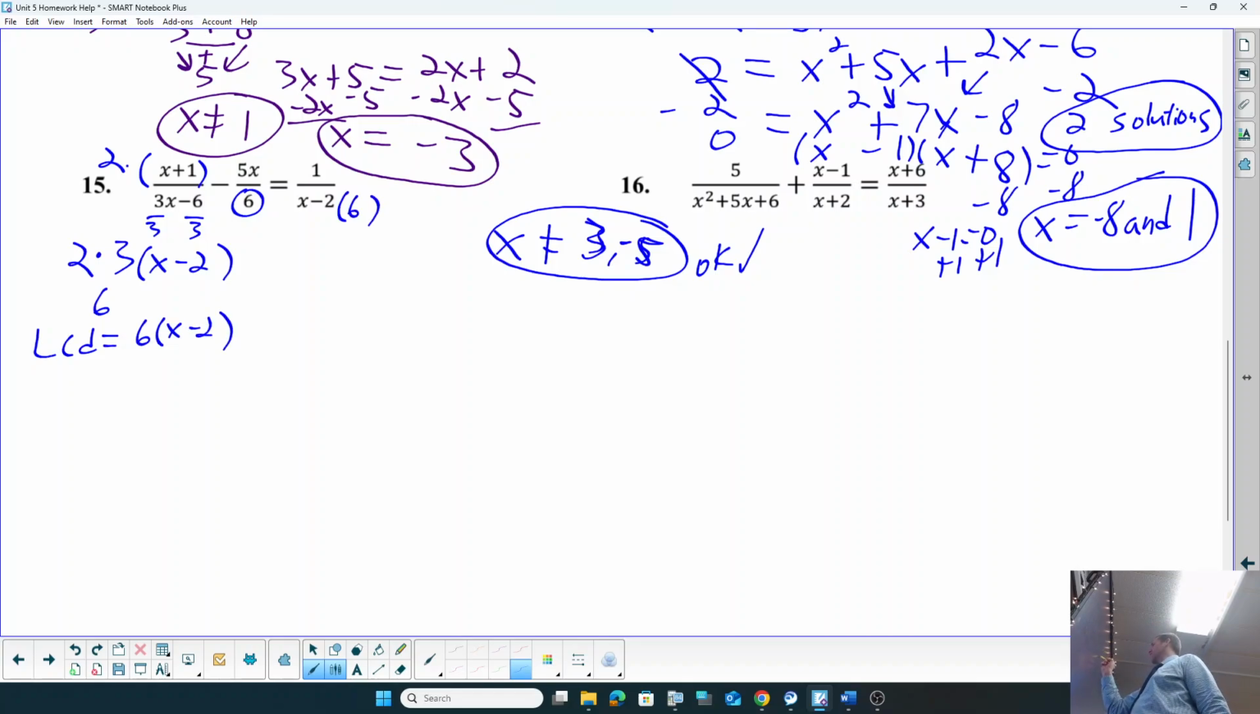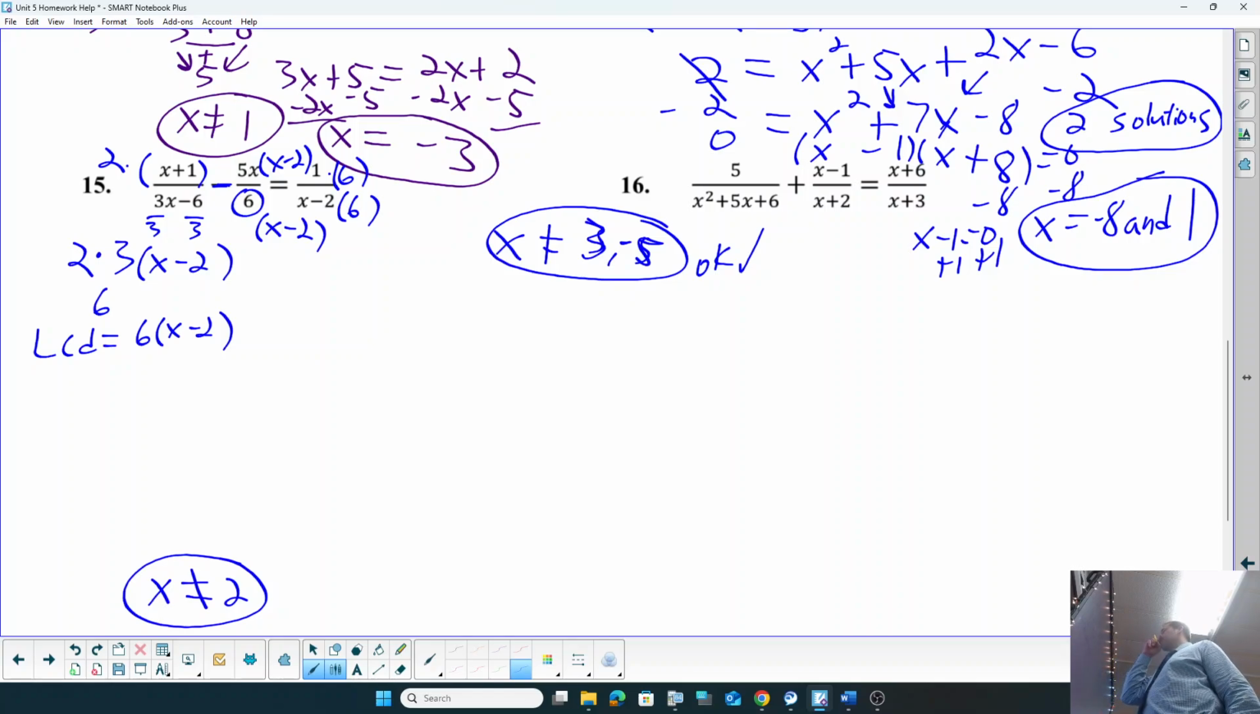So this also needs a 6 to the top and bottom. And then this one needs an x minus 2 to the top and bottom. Oh no, watch out for the negative. So x can't equal a positive 2.